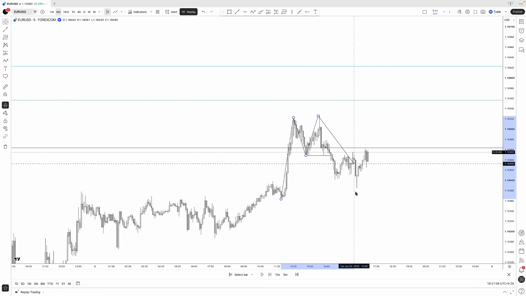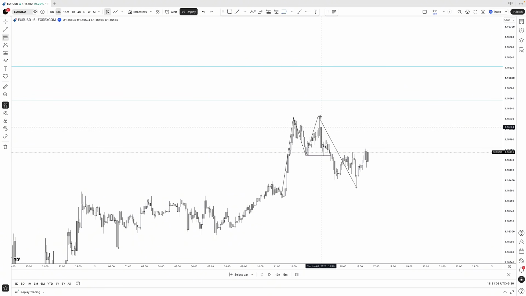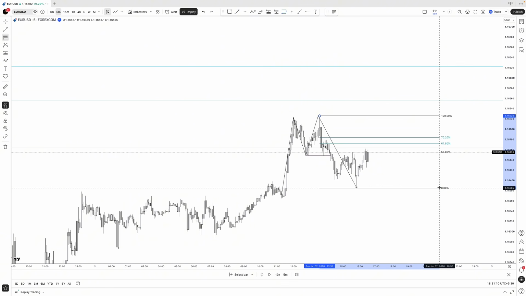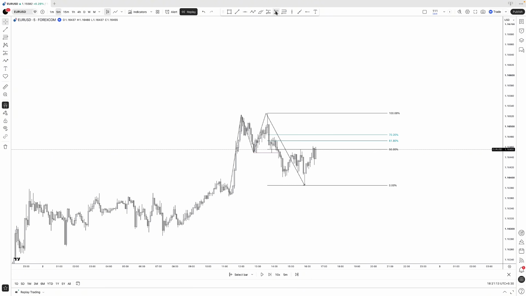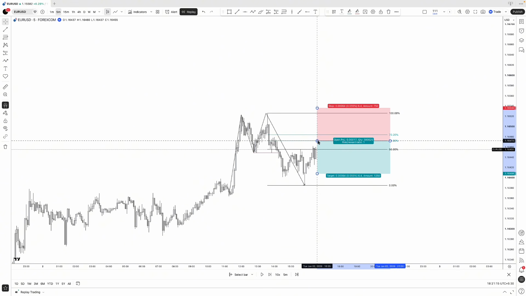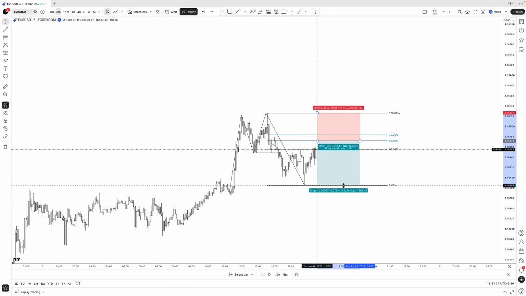And when price starts pulling back, again, we draw our Fibonacci from this lower high to this lower low, and we place our entry at around the 61.8 or the 70.2 levels with our stop loss above the previous lower high, and we can target down here. So let's see what happens.